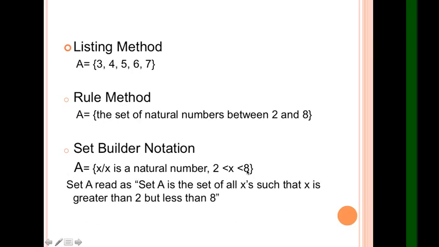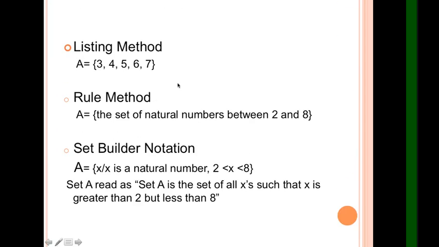So, pag binasa, set A is read as the set of all x such that x is a natural number where x is greater than 2 but less than 8. So, pag binasa mo siya, ganon. Parang iisipin mo, ano ba yung natural number x na greater than 2 pero less than 8. And those are 3, 4, 5, 6, and 7.